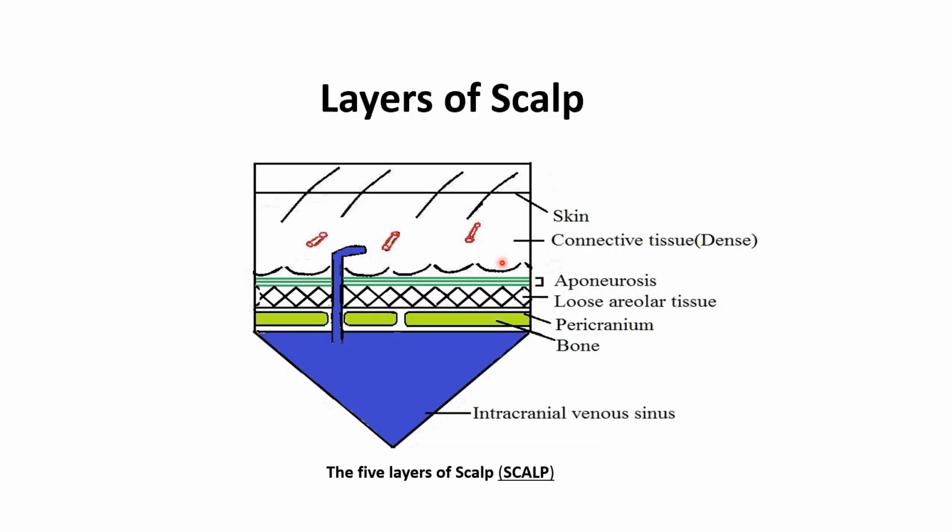So again, we see here the connective tissue layer, and in the bracket is written dense. So the dense nature of the connective tissue is there. So swellings are not massive, but they are painful, and one can see the blood vessels in the connective tissue. Now the next layer is the aponeurosis. Now aponeurosis is a modification of deep fascia.